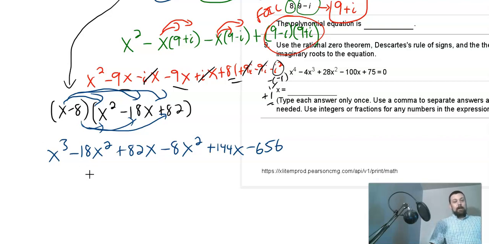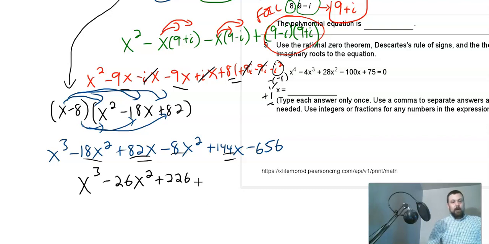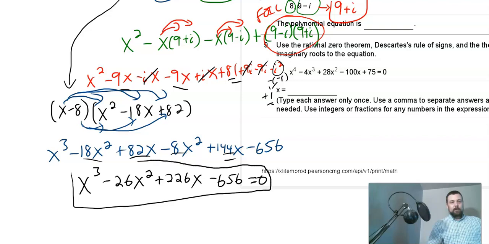Lastly, we will combine like terms again. So we have x to the third power. These combine together to give me minus 26x squared. These two combine together to give me 144 plus 82, which is 226x minus 656. And we set it equal to 0 to make it an equation. And we're finally done with that problem. So that was kind of a lengthy one as well.